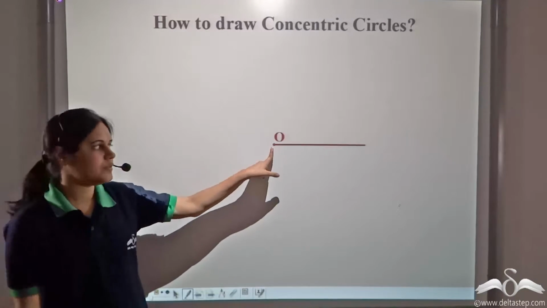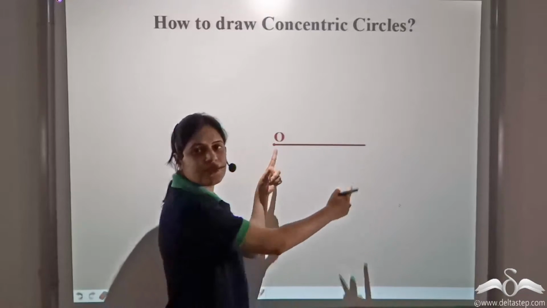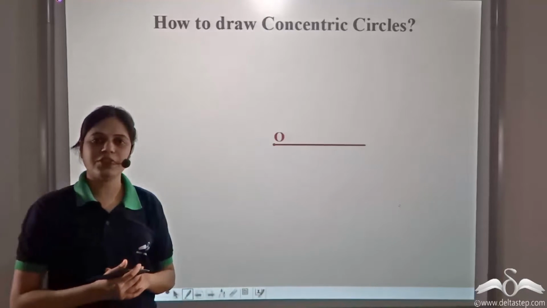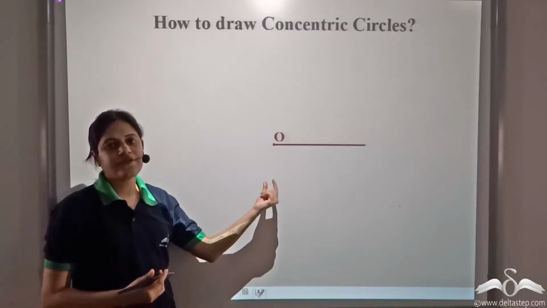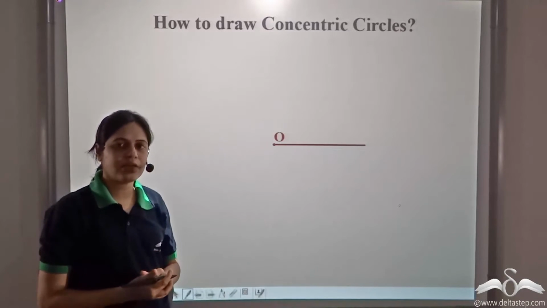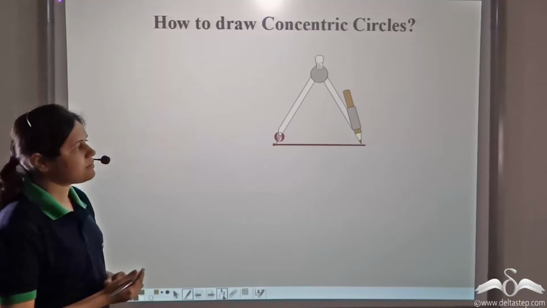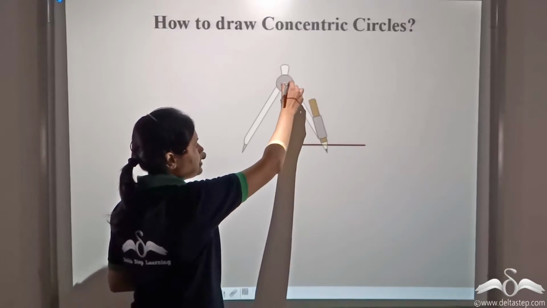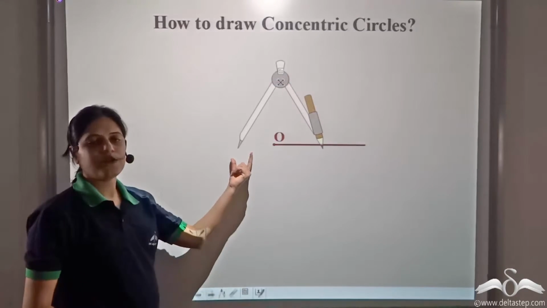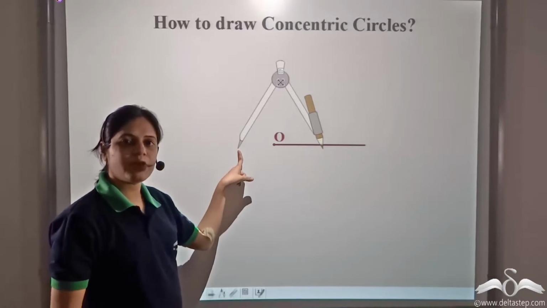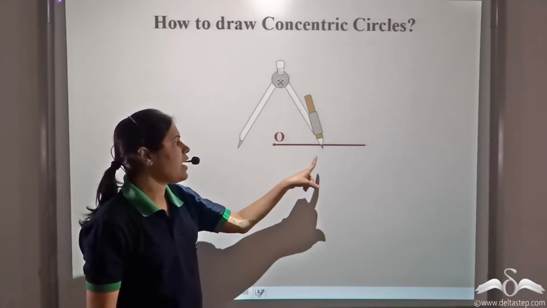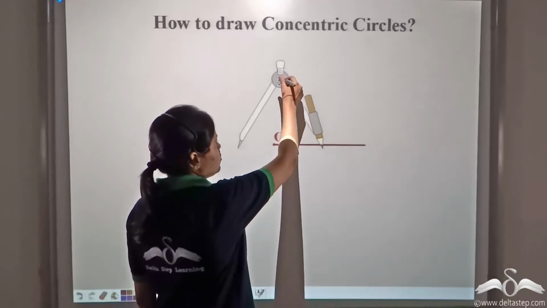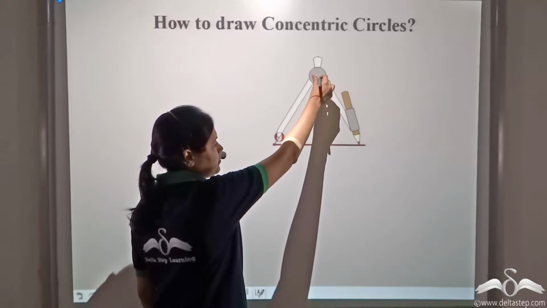So this is the center. This distance is the radius. So we need to draw a circle with center O and distance 6 centimeter, which is this. We know that we have to use a compass in order to draw a circle. So we take a compass. Now we need to change the length of the compass so that it is equal to the radius. That is, the distance between this sharp end or the pointed end and the pencil should be equal to the radius.